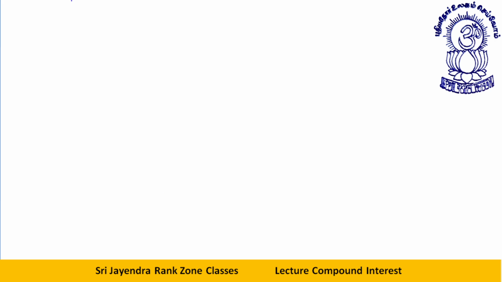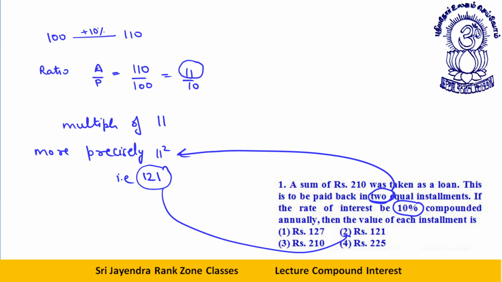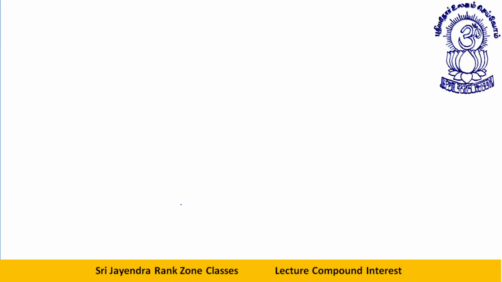Okay, let's move to the next one. If you want, you can see it for a while. Installment will be a multiple of 11 square, that is 121. This will be your answer. Let's take more questions to convince you this is a very good method.